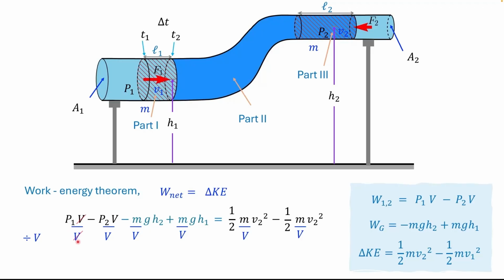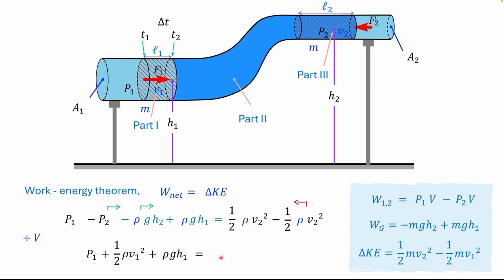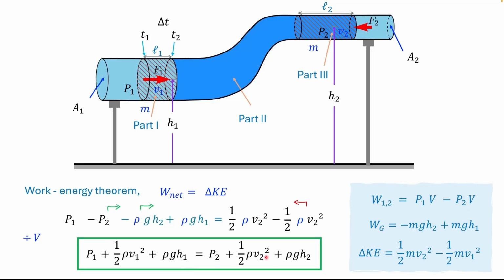Divide out V and V. This V and this V. Mass divided by volume is density, rho. So substitute rho for m over V. Now, move this term to the left-hand side, and these two terms to the right-hand side. You get P1 plus this term is equal to P2 plus this term. This is the Bernoulli's equation. Thus we derived the Bernoulli's equation.